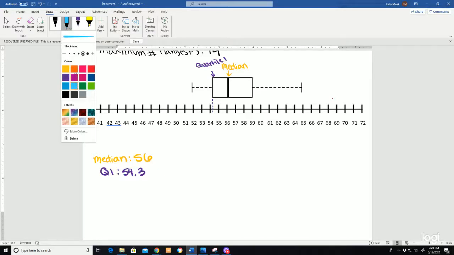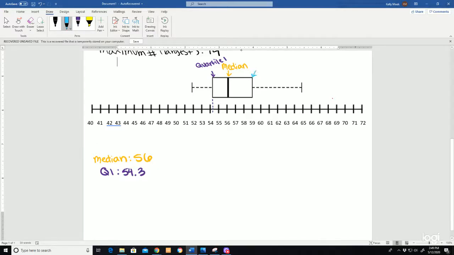We can also see what our Q3 is. Remember that this line right here is our quartile 3, okay? So we can see that Q3 is at 59. So we can pull some data, all right?